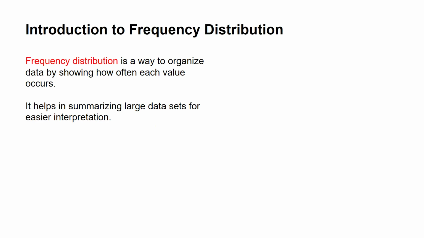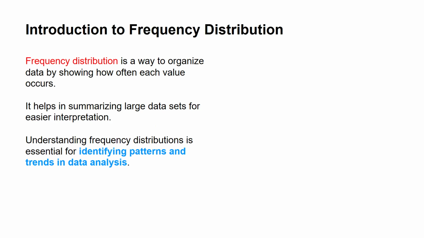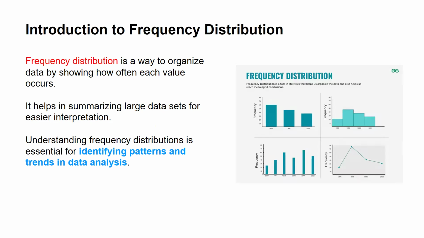And it is very important in summarizing large data sets for easier interpretation. So you use frequency distribution if you have a large data set for easier interpretation. Understanding frequency distribution is essential for identifying patterns and trends in data analysis. So frequency distribution, as we can see, is a tool or technique in statistics that helps us to organize the data and also helps us to reach meaningful conclusions.